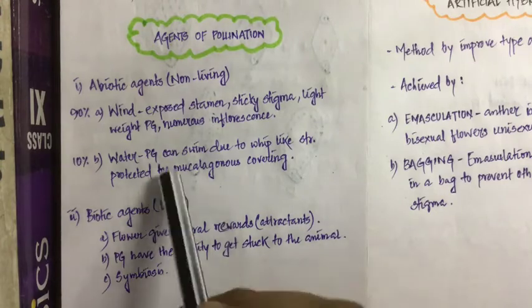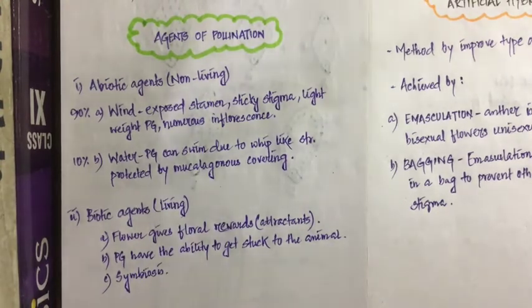What are the adaptations? The pollen grains can swim due to a whip-like structure. Since they travel inside the water, they should have a certain kind of structure which will help them swim inside the water. So these pollen grains can swim inside the water due to the presence of a whip-like structure. Okay, and it is protected by a covering which is made up of mucus. That is why it is called a mucilaginous covering.